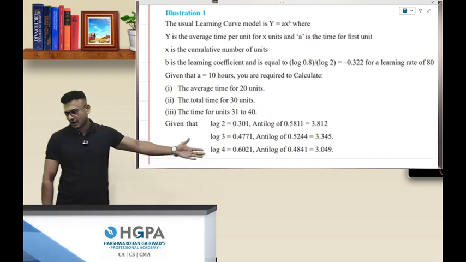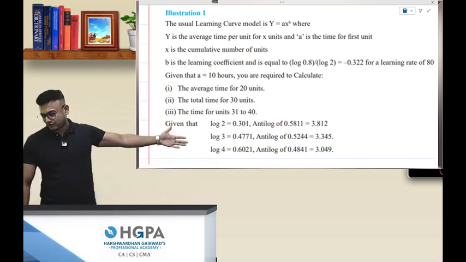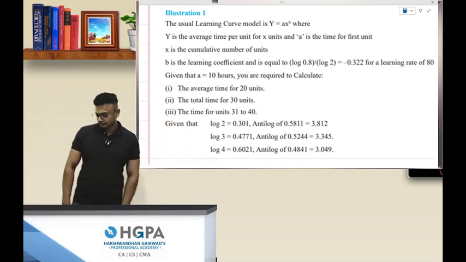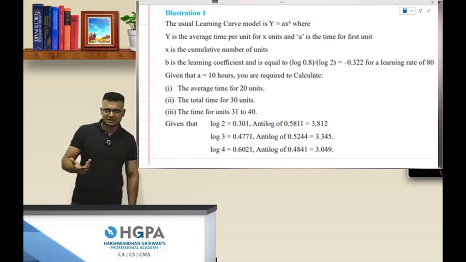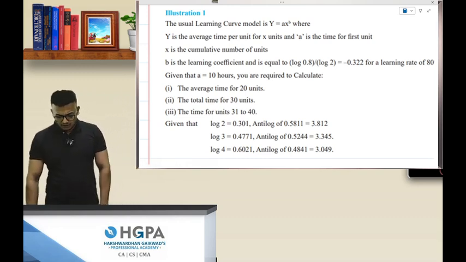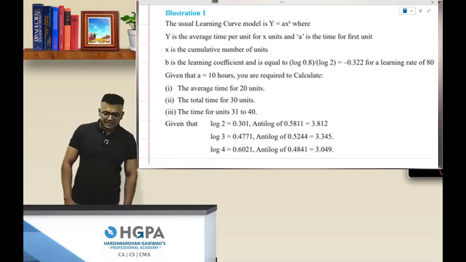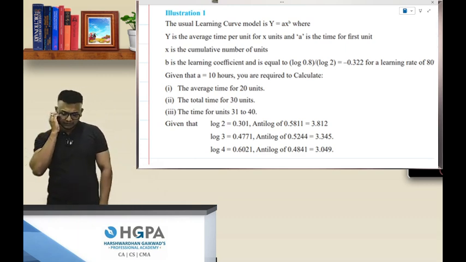They have also given you log and anti-log. If they ask you this, they have to mention this one, because I don't think they'll give you log tables and all that. So that's the end of your learning curve theory, okay.